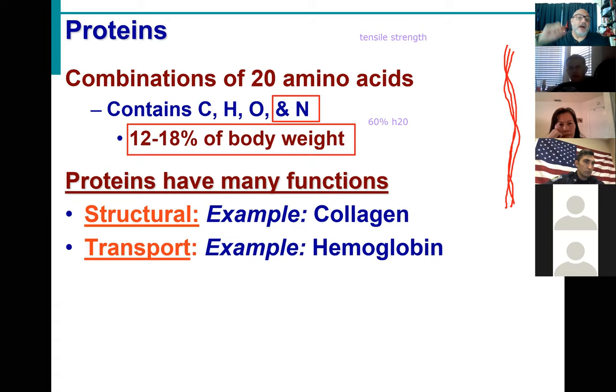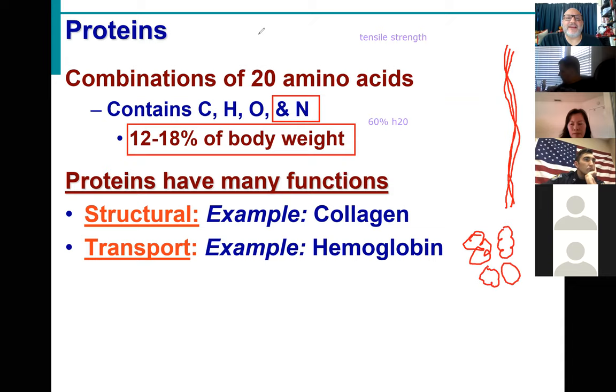Another very different protein is called hemoglobin. What do we use hemoglobin for? Transportation. What does hemoglobin transport? Oxygen. It's able to do this because it has a very different shape. Rather than being linear like collagen, hemoglobin is basically a globular protein. In fact, it's a globular protein made up of four globules, four subunits that are put together.